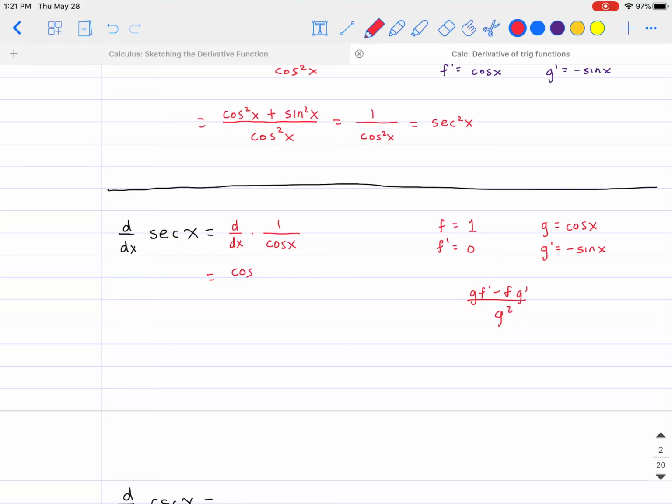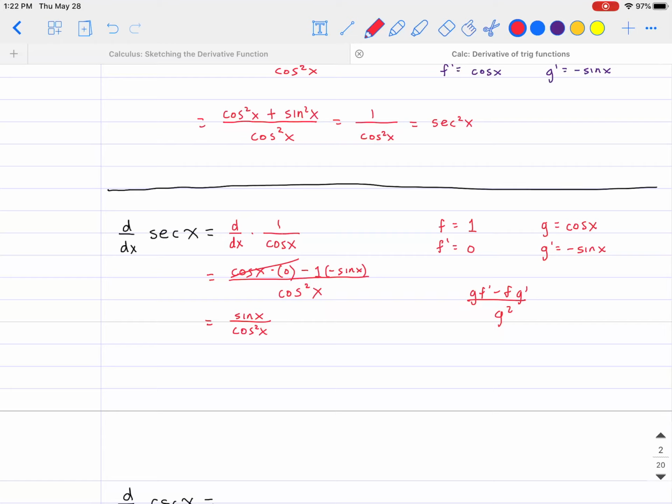So the first part is going to be cosine of x, because that's my function g, multiplied by f prime, which is going to be 0. And then we have minus f, which is going to be 1, multiplied by the derivative of g, which is going to be negative sine of x. And all of that is going to be divided by g squared, so that's cosine squared of x. So let's see, in the numerator, we have the cosine and the 0, so that cancels out. We have the negative and negative, that also cancels out, so that's going to be sine of x, all divided by cosine squared of x.